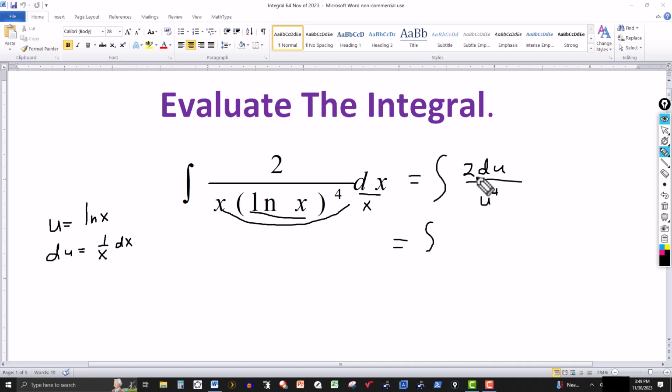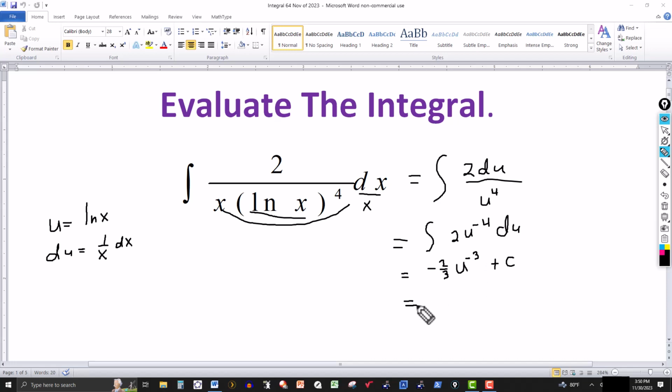So let's take this over to the numerator. Gives me a 2 u to the negative 4. Take it up, have to change the sign of the exponent. This will be du. And then basic integration, power rule for integrals. Add 1 to the negative 4, I get a negative 3. Then divide the coefficient by negative 3, I get a negative 2/3, and it's plus the constant of integration.